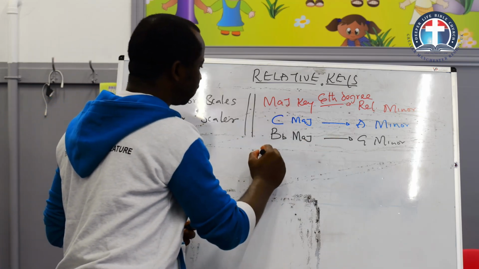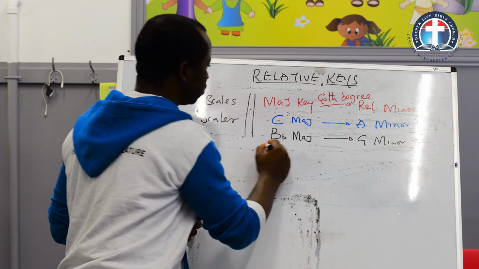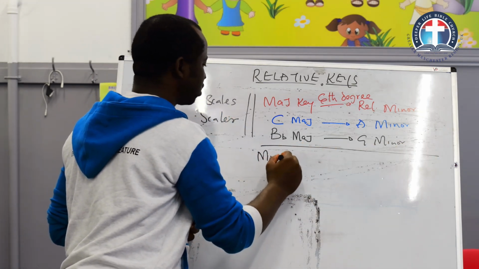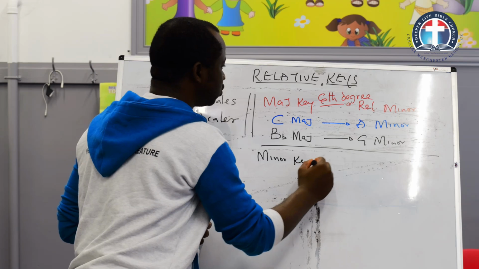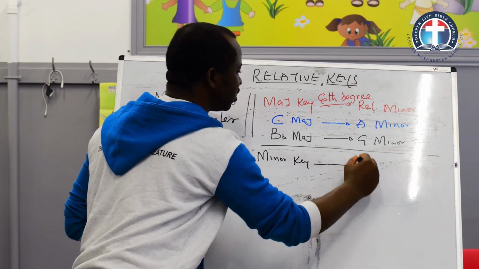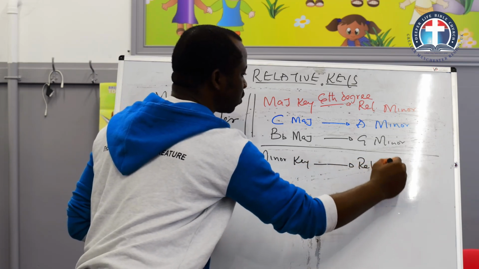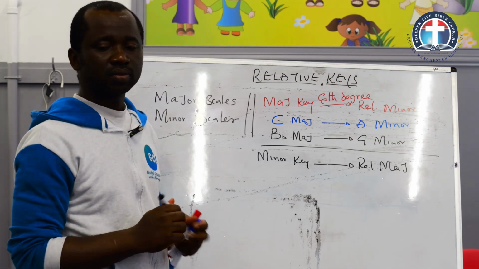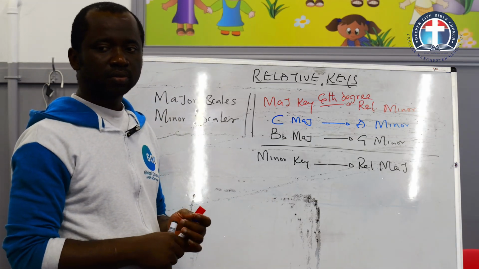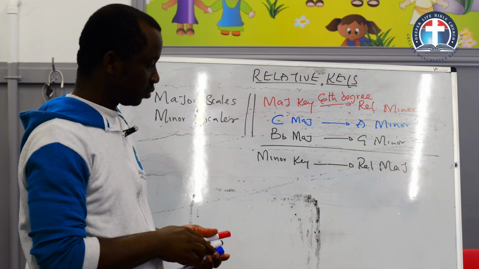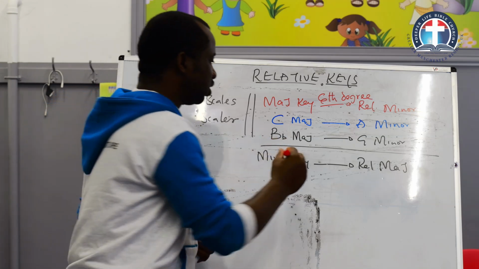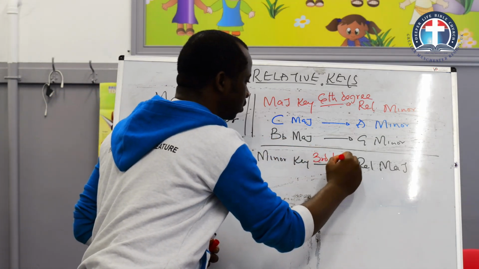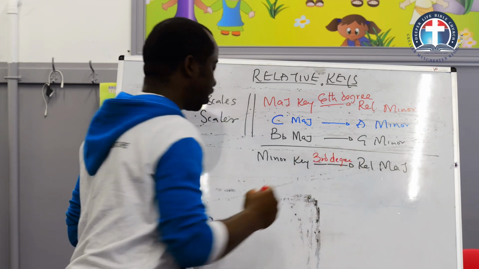The same thing, now let's take it off. So let's say you have a minor key. How do you get its relative major? So it has to be 3 plus 4. Third degree. Third degree, right?